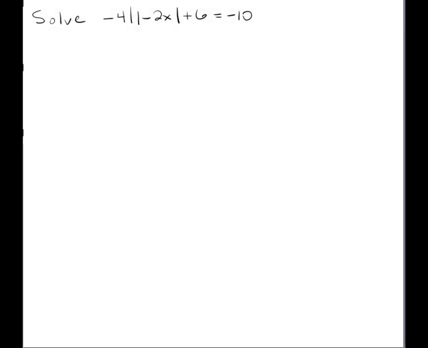Solve minus 4 times the absolute value of 1 minus 2x, plus 6, is equal to minus 10. So if we use the steps for solving an absolute value equation, step 1 says isolate the absolute value. That means we want to get just this absolute value term, 1 minus 2x, by itself on the left side, and everything else needs to go to the right side. So we'll start by subtracting 6 from both sides.